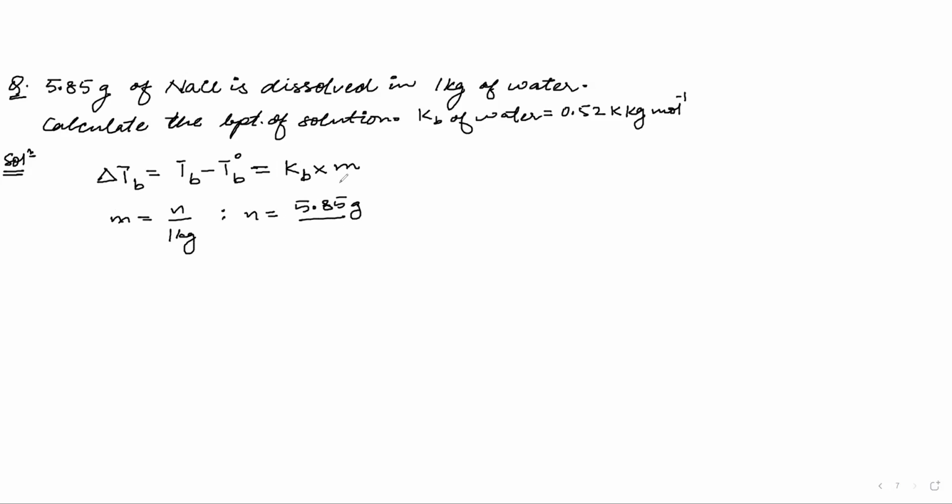the molar mass of NaCl. If you know it, put it in the chat. 58.5. Yes, correct. This will be equal to 0.1 mole per kg. So the previous answer and this answer will be the same. And that drives the point home now.